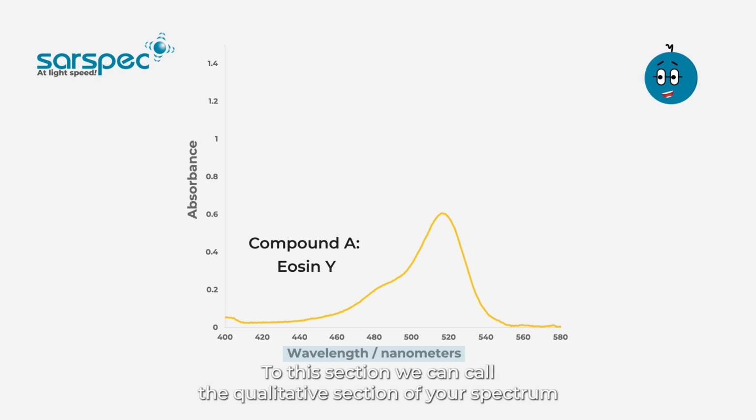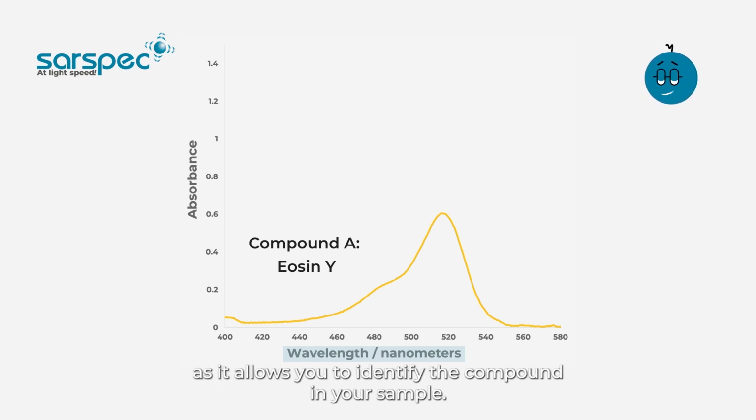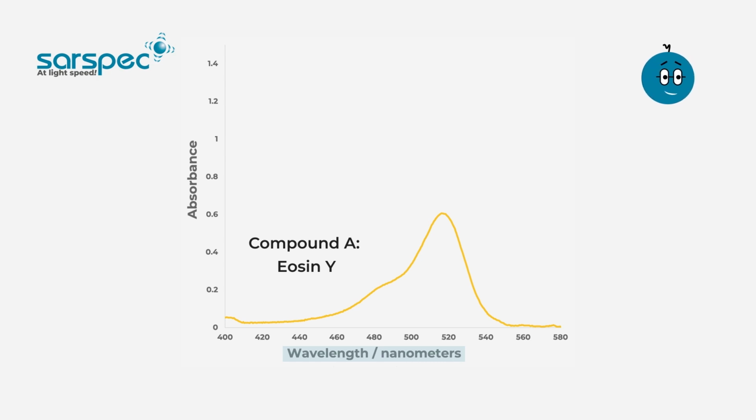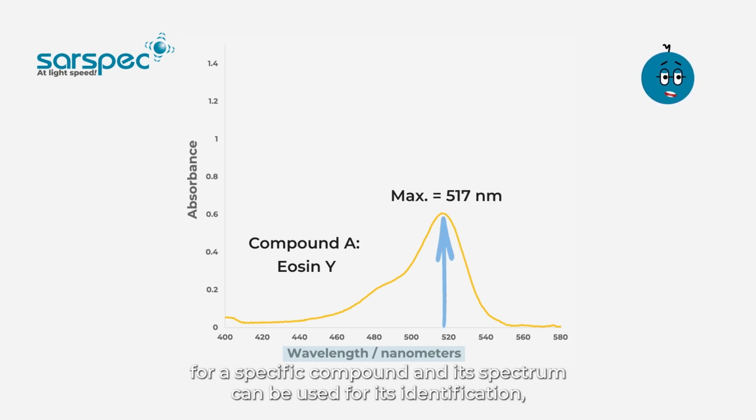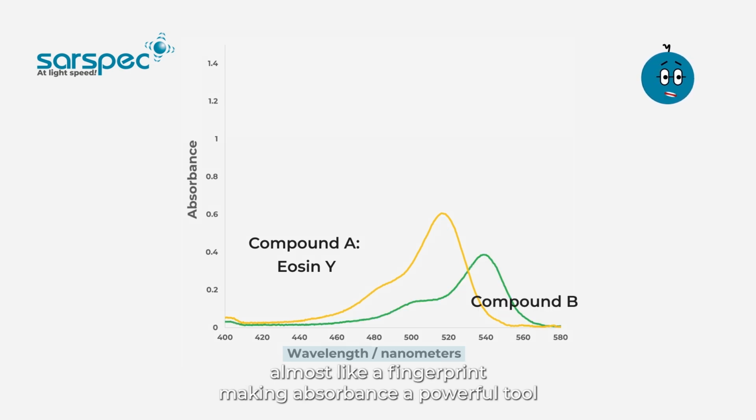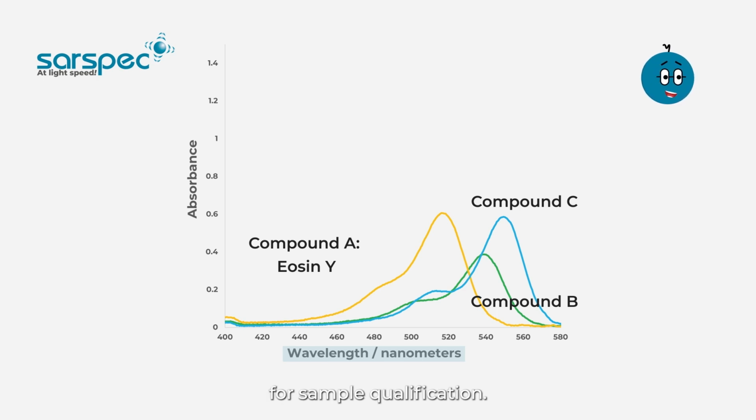This section we can call the qualitative section of your spectrum, as it allows you to identify the compound in your sample. Typically, the wavelength that corresponds to the maximum absorbance for a specific compound, and its spectrum, can be used for its identification. Almost like a fingerprint, making absorbance a powerful tool for sample qualification.